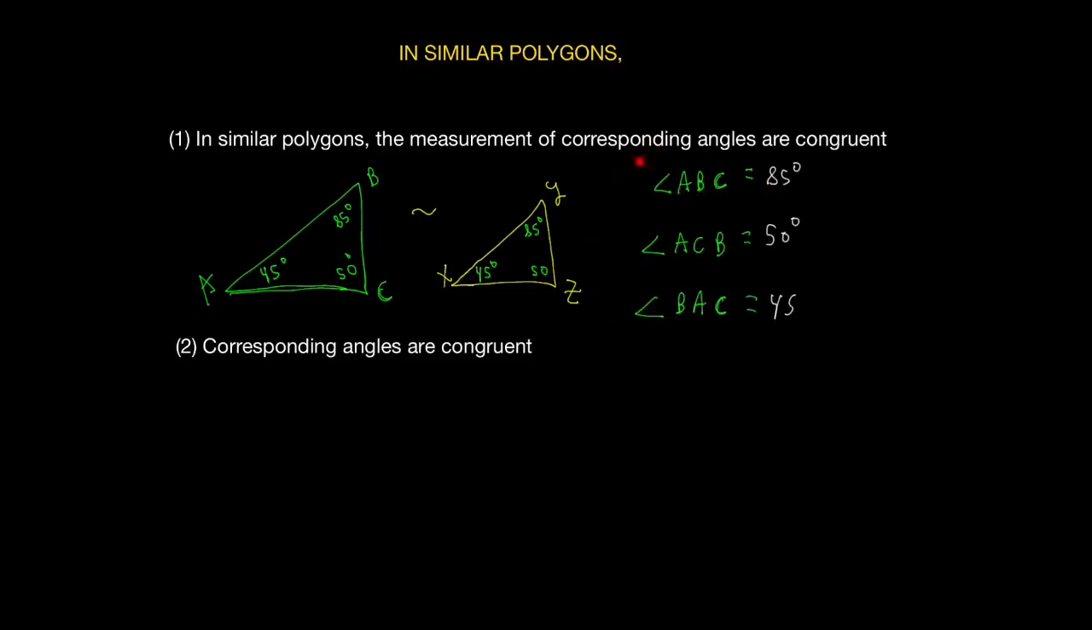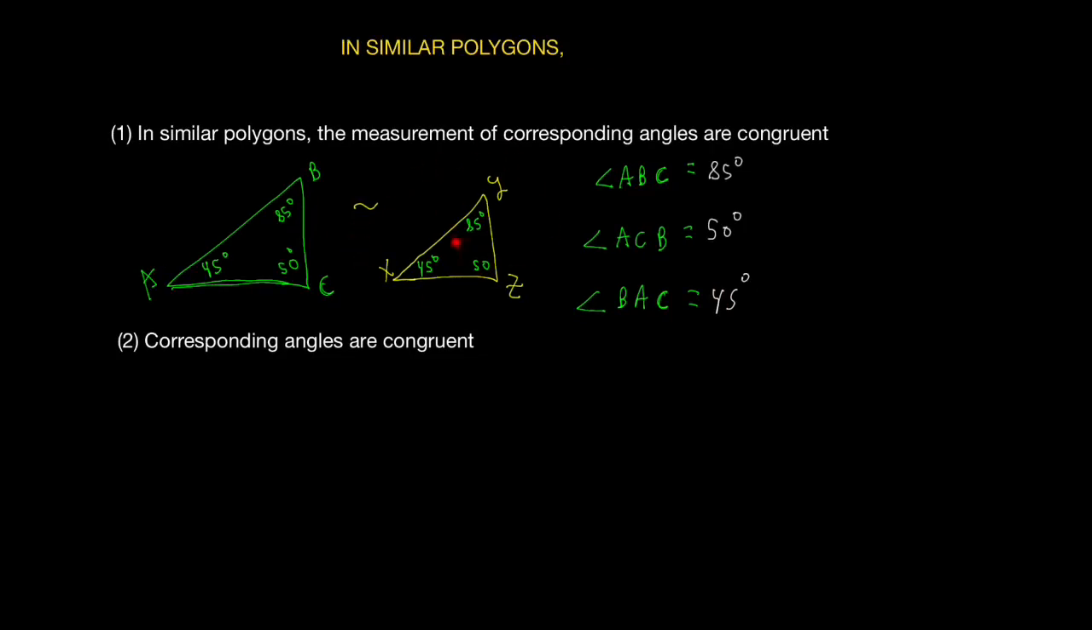Here I have written down the angles for this green triangle. So angle ABC is 85 degrees, A, B, and C. ACB is 50 degrees. And then BAC, that one is 45 degrees.